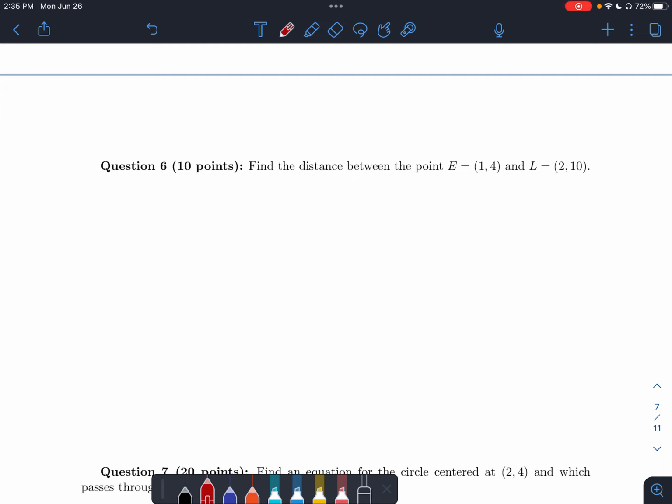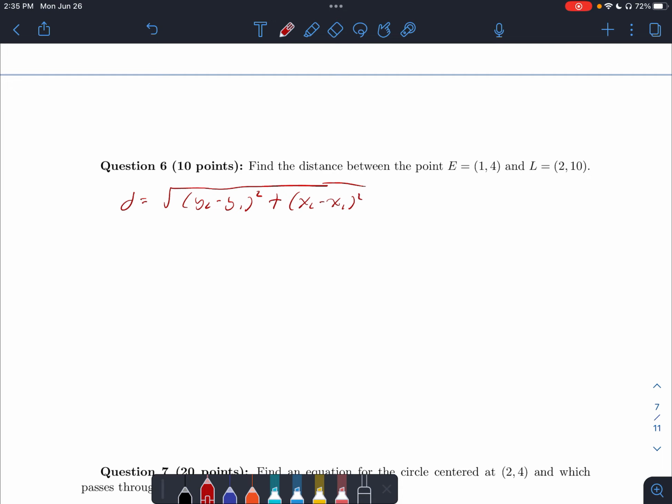So now we want to look here. We have to find the distance between the points E equals (1, 4) and L equals (2, 10). Okay, so these are your 2 points. So we know the distance formula is given by the square root of y2 minus y1 squared plus x2 minus x1 squared.